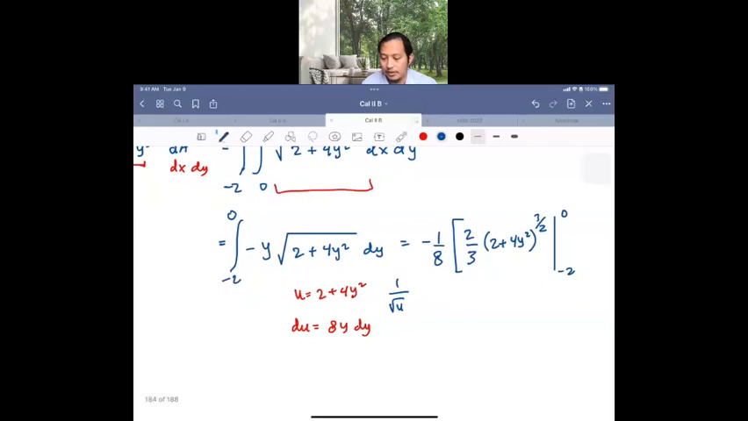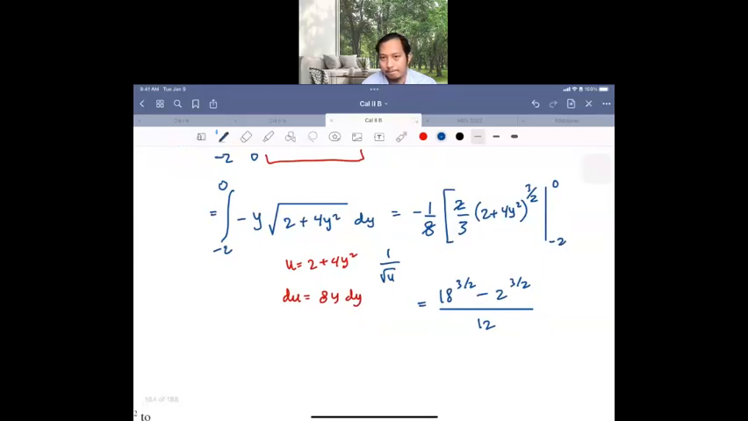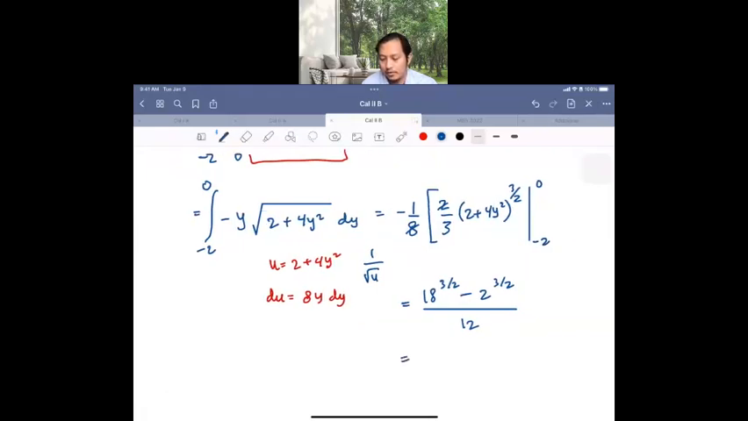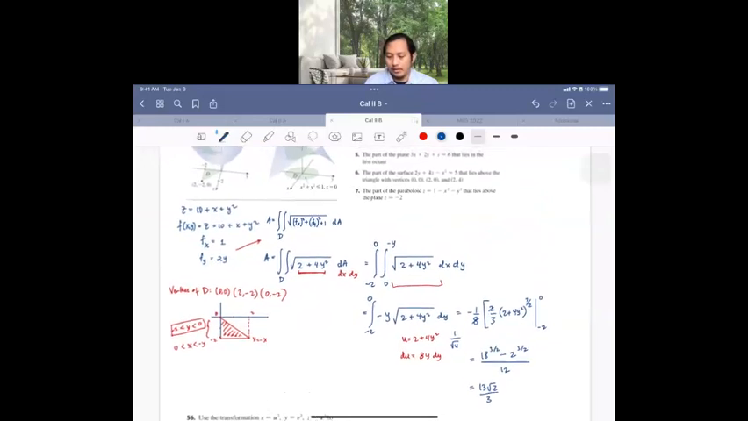Okay. I think you could just take some time to check. This is supposed to be, cancel this, it's supposed to be 12. And let me just switch the other way around. So I will take -2 inside. And it's supposed to be 18, 3/2 minus 2, 2/3. And you can simplify, it becomes 13. Okay. So that's what we have.